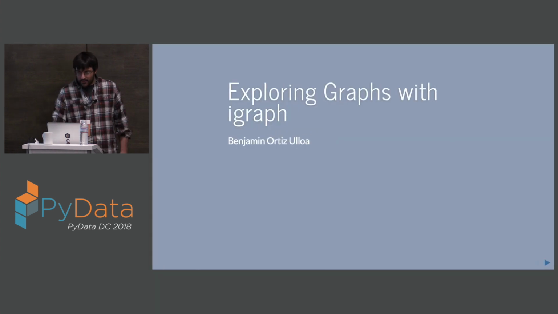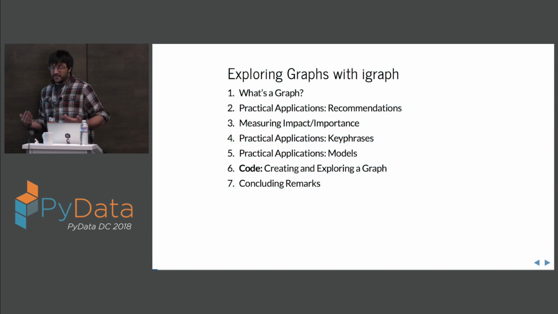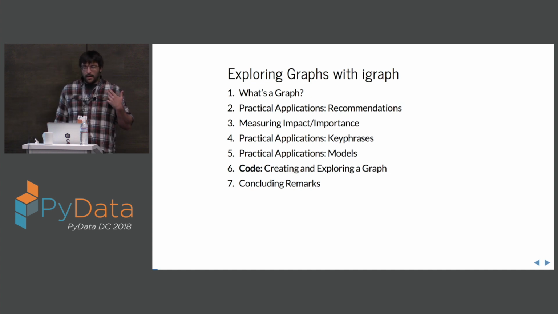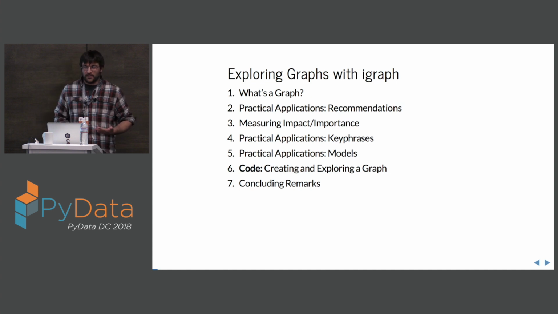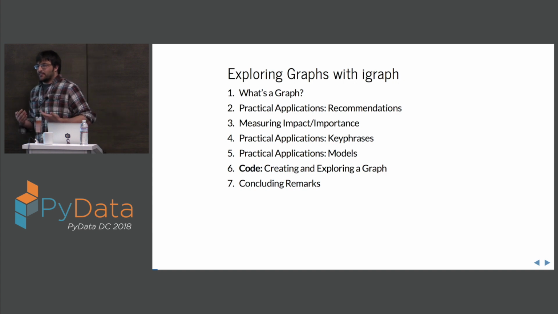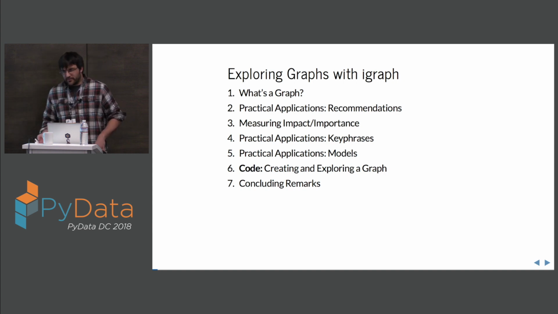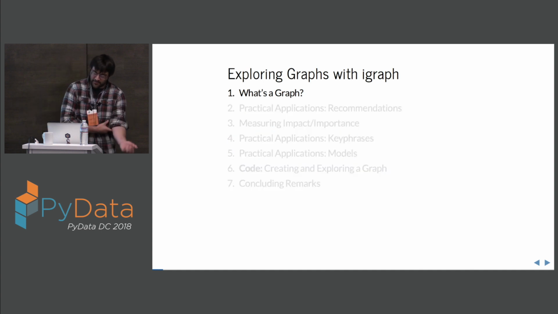OK, so let's start out. The format of this talk is going to be: I'm going to go into an introduction, what is a graph? Then I'm going to go into practical applications, like how to make a recommendation system with a graph. I'm going to follow up with an understanding of the measurements of impact and importance of a graph, or of the nodes of the graph. Follow that up with an understanding of how to use these metrics to extract key phrases from a corpus of documents. And then I'm going to briefly explain what an agent-based model or a network model is. And then we're going to go over some code, and then I'm just going to close off with a few announcements.